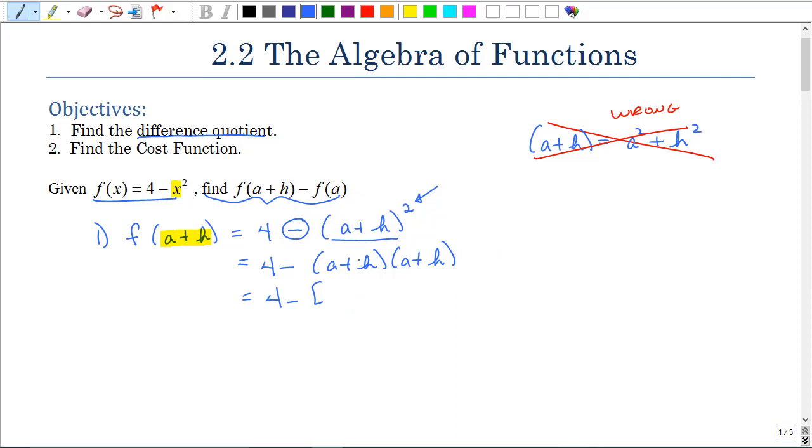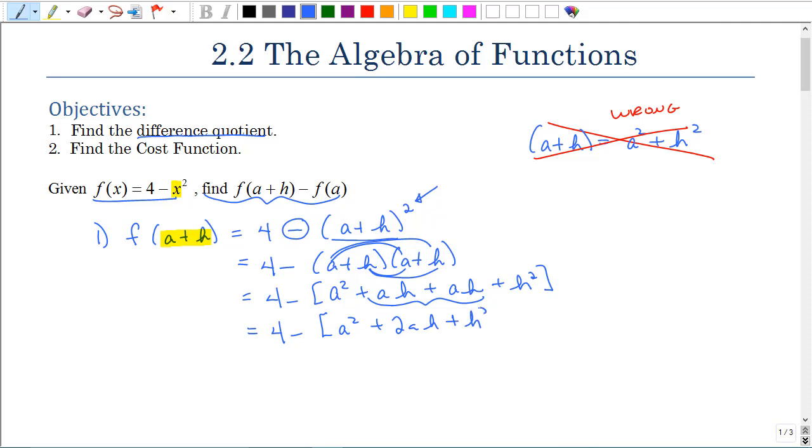How do we do it correctly? We distribute: a times a, a times h, h times a, I'm just going to write that in alphabetical order, and then h times h. Those are like terms. I used a bracket there, but any kind of grouping symbol reminds me the last thing I do is distribute that minus sign. So I have 4 minus a squared minus 2ah minus h squared.